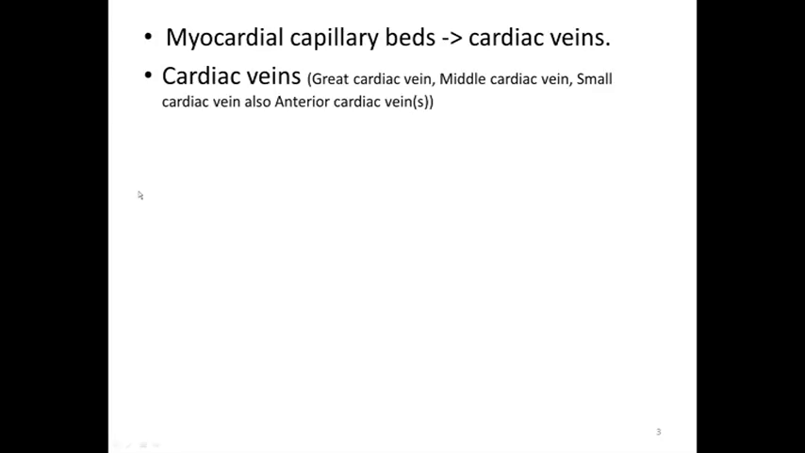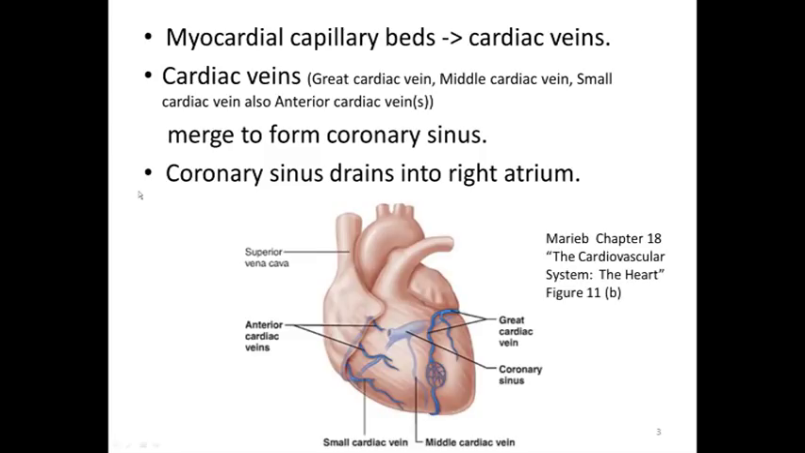Now the cardiac veins, there's a few. Let's get a picture up. We have a great cardiac vein, a middle cardiac vein, and a small cardiac vein. We also have a couple of these anterior cardiac veins. Now these all collect blood from the capillary beds and they merge to form a coronary sinus.